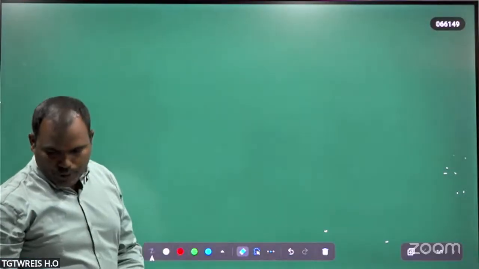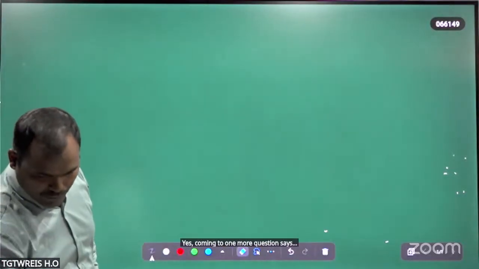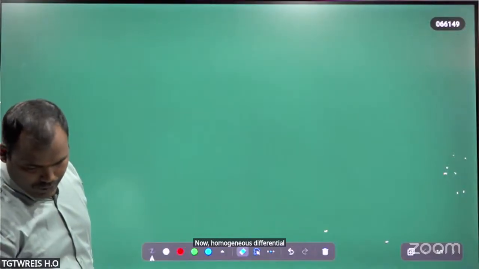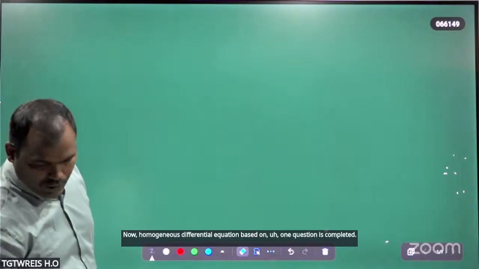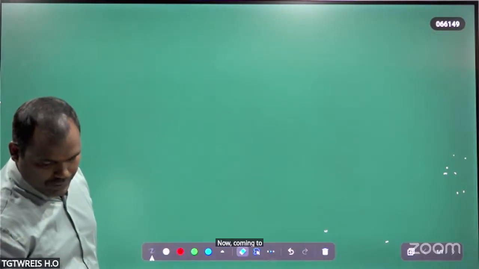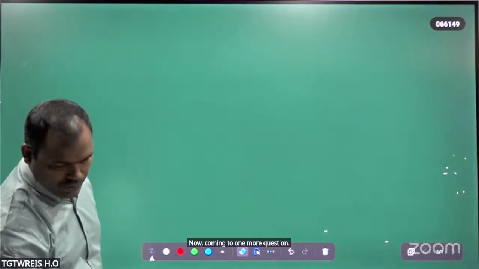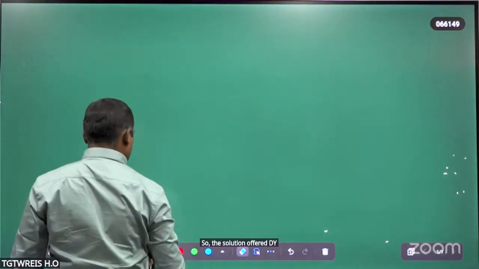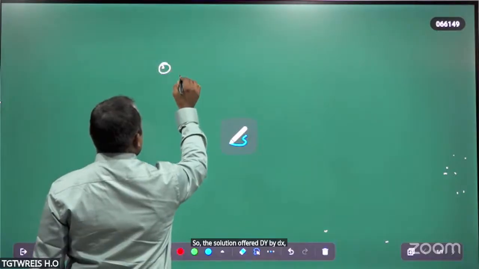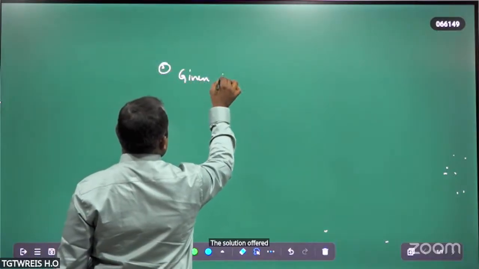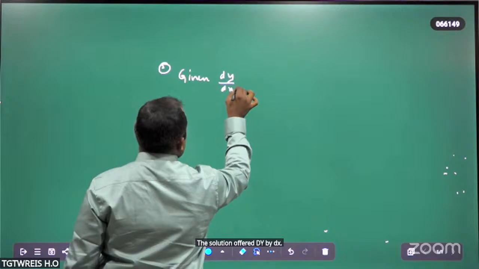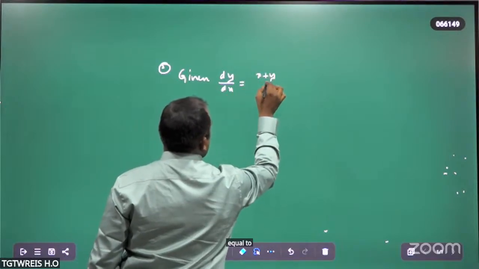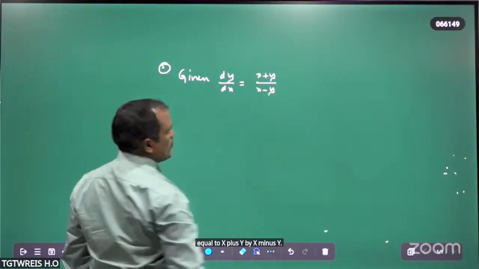Yes, coming to one more question. See, now the homogeneous differential equation based on one question is completed. Now coming to one more question. So the solution of dy by dx equal to x plus y by x minus y, equation 1.